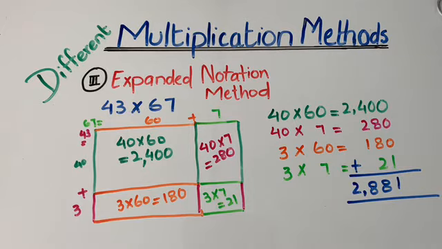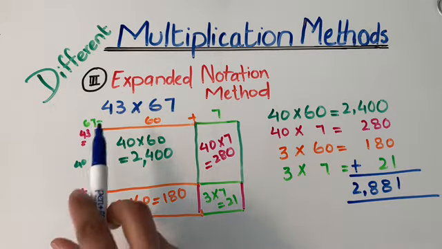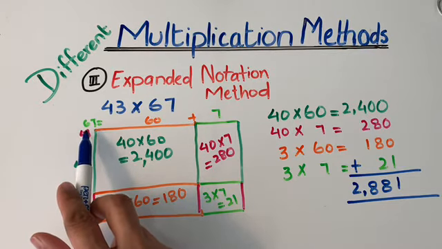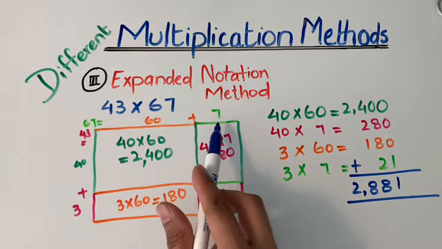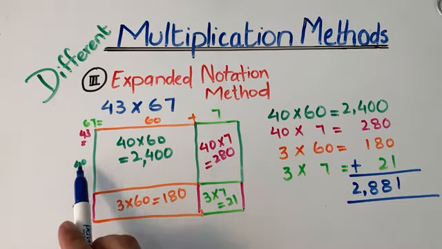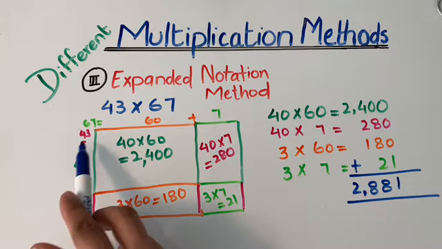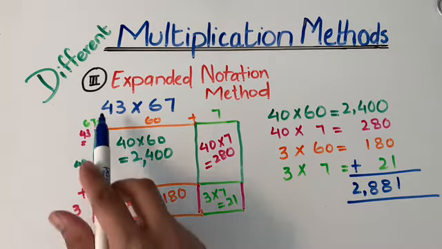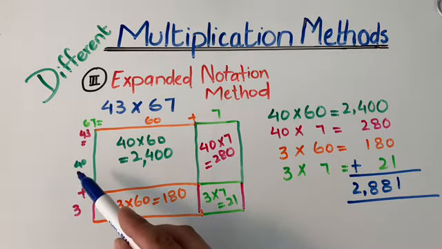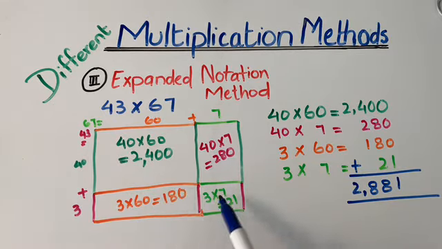The expanded notation method is quite similar to the place value sections method. Here we're going to expand the numbers. Like we have 43 times 67, and we have expanded the number 67 as 60 plus 7. And the expanded form of 43 is 40 plus 3. So these are the expanded forms of these two numbers. Now we have to multiply them. We'll multiply by making the sections like this.